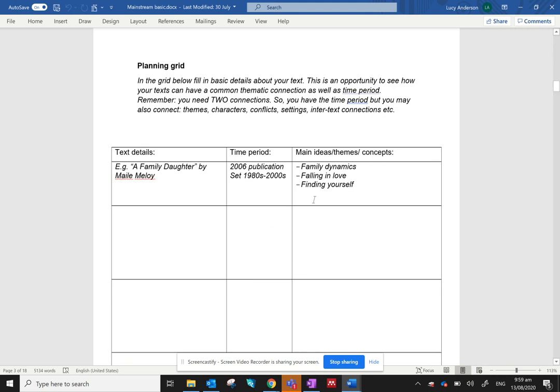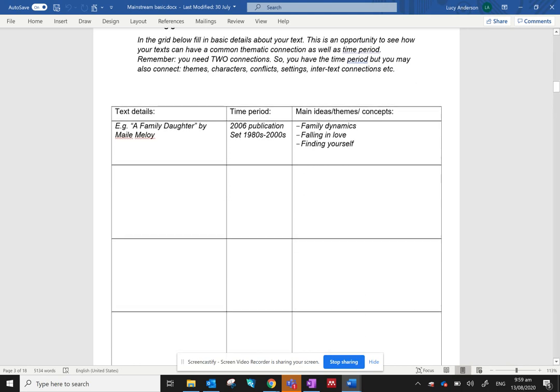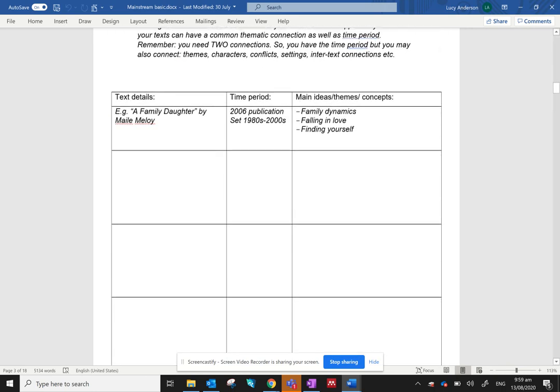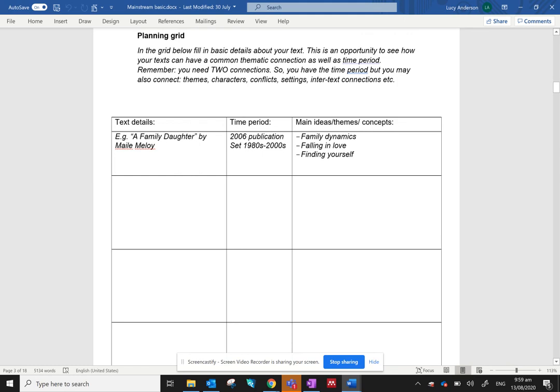But most of you have pretty solid time periods that are post 2000 or set in a certain time period in the text. Anyway, from there, what you need to do was look at main ideas or themes or concepts. This is to get you thinking about what commonalities you can find across your texts. They might be expressed in different ways, and in fact, that's better if you can find the same idea expressed differently. So if you haven't done that, that is your first step. It's really important to do.